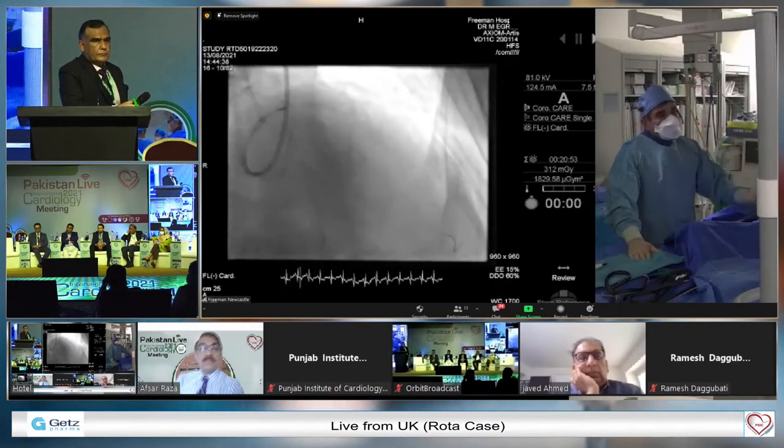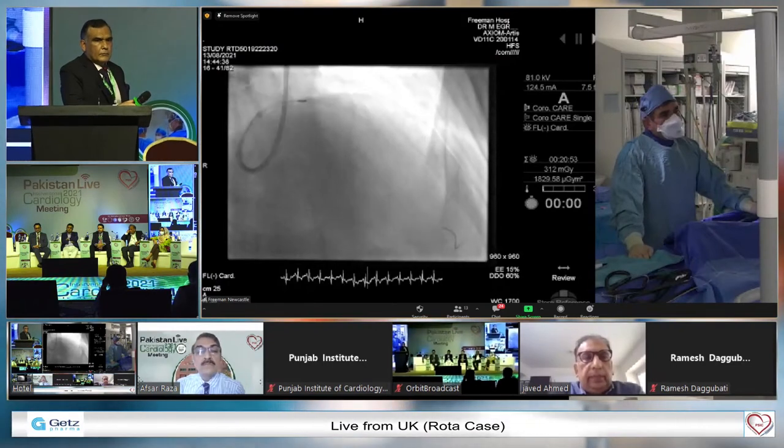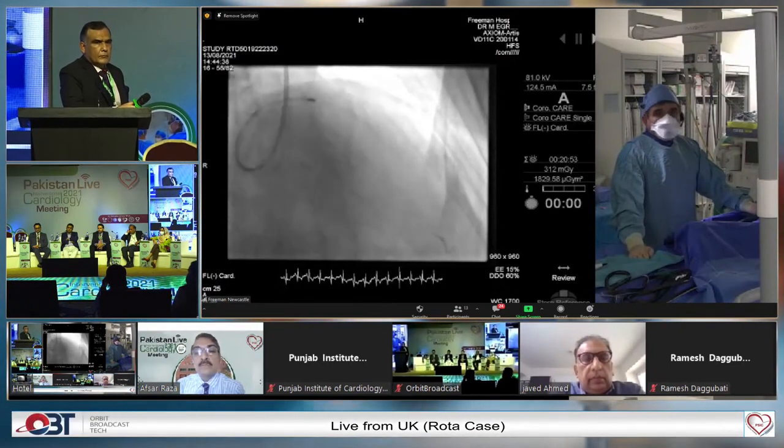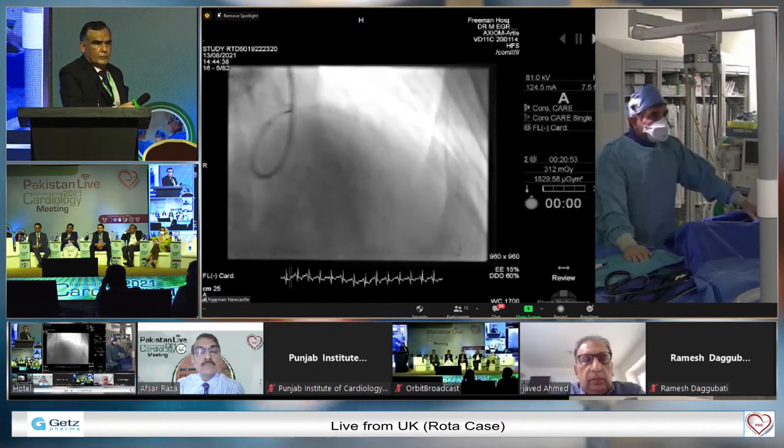The same thing with the diagonal here. I did look at it. It is a medium-sized diagonal. It does have disease in it. I don't think it's going to be detrimental, and I think we'll just concentrate on the LAD. So next one.